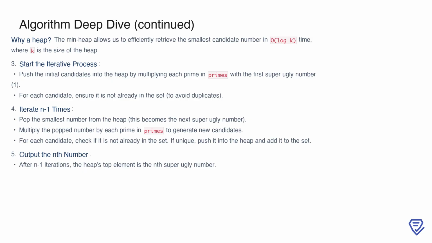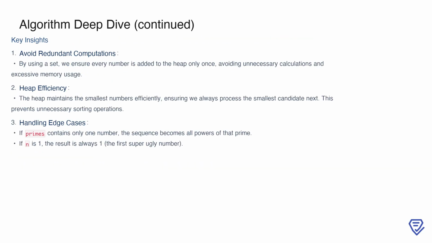In each iteration, we pop the smallest number from the heap, which becomes the next super ugly number. This number is then multiplied by each prime in the list to generate new candidates. Again, we verify that these new candidates are unique before adding them to the heap and set. Finally, after completing n-1 iterations, the top element in the heap represents the nth super ugly number, which we return as the result. This algorithm relies on several key insights to optimize performance.